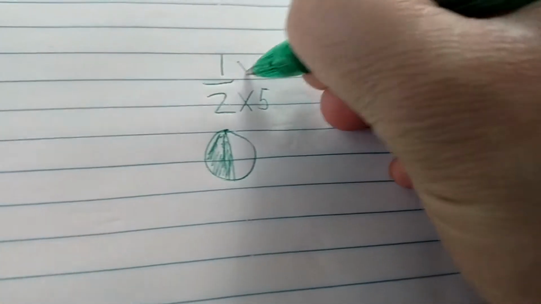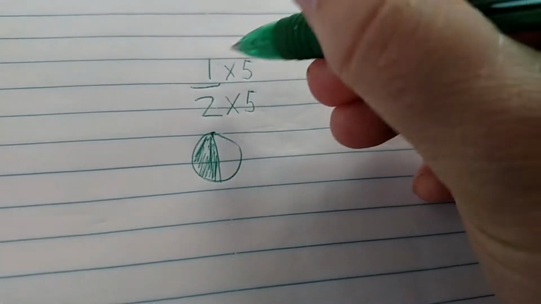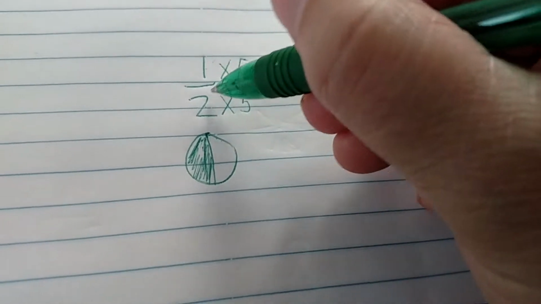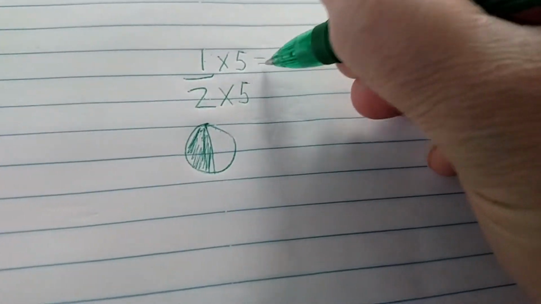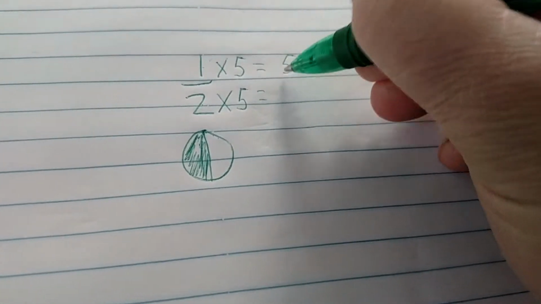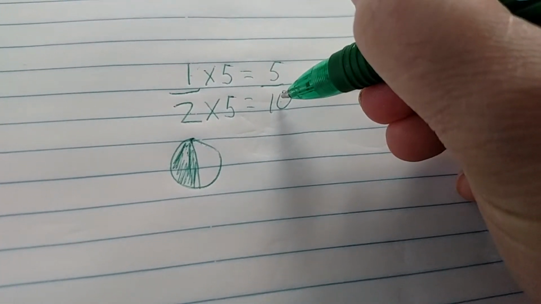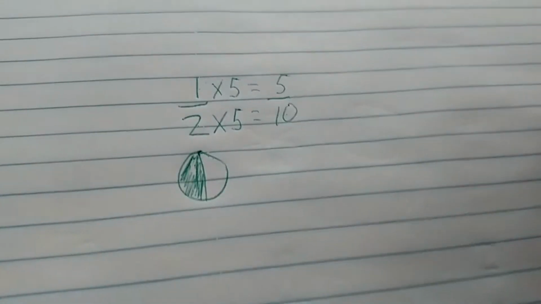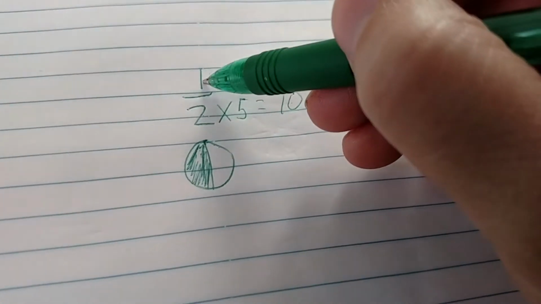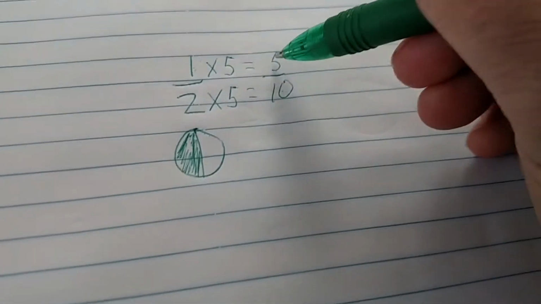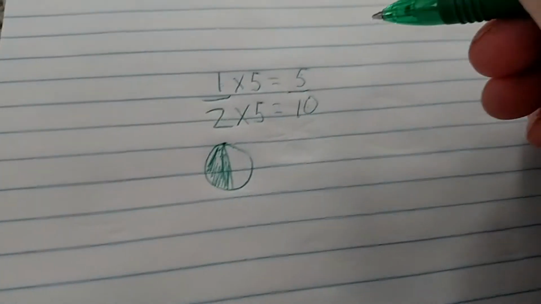2 times 5, 1 times 5. I took both my numerator and denominator and multiplied by the same exact number, which gives me 5/10. So 5/10 is equivalent to 1/2. I know that's true because 1 is half of 2, 5 is half of 10.